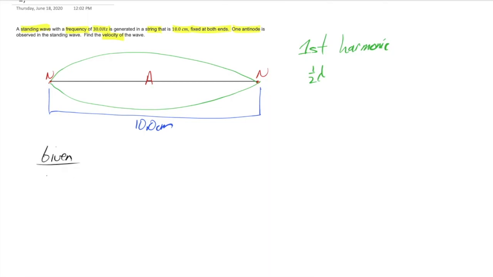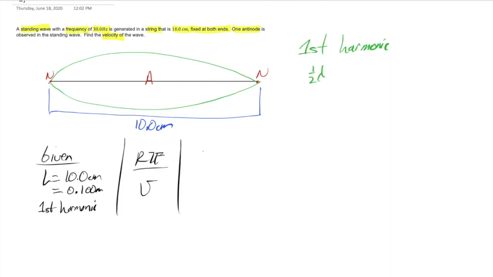So given, we know that the length is 10 centimeters, which is equal to 0.1000 meters. We know that we're on the first harmonic, and we are looking for the speed of the wave. Well, in this particular case, we know that wave speed is equal to f times lambda. I also forgot that we do have the frequency, which is 30.0 hertz. That's pretty important too. In our particular question, we know that it is the first harmonic, fixed both ends.